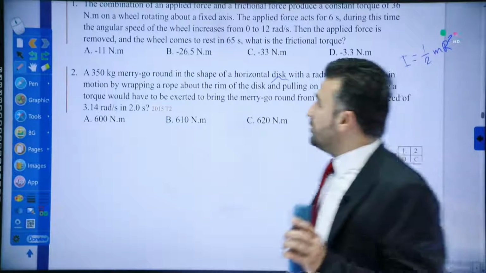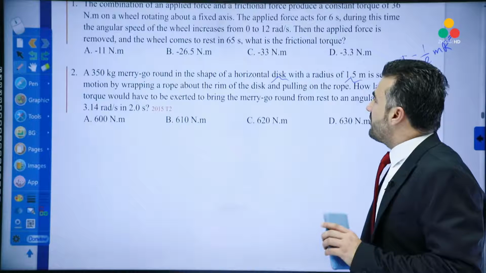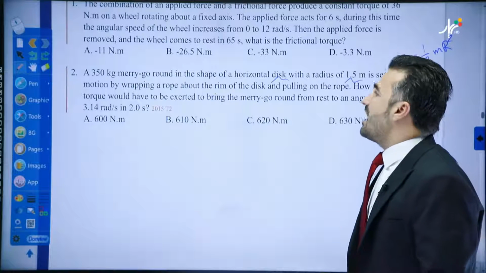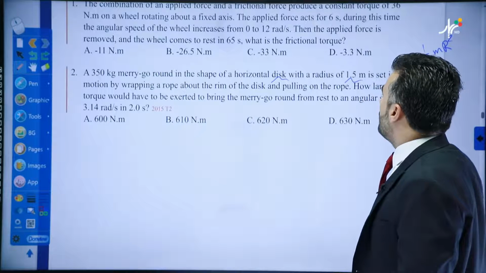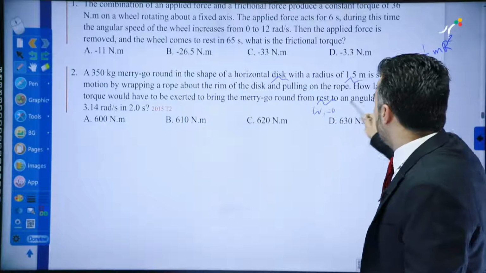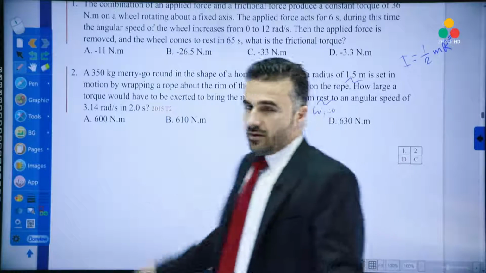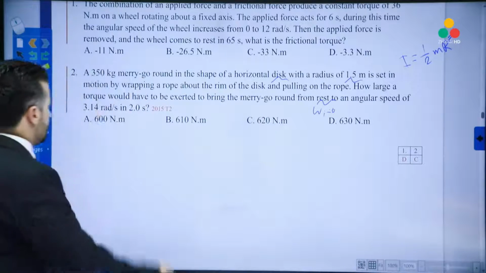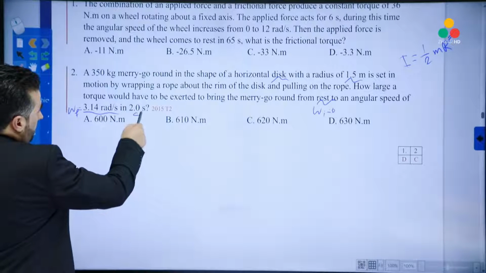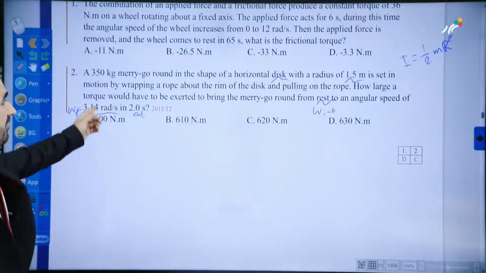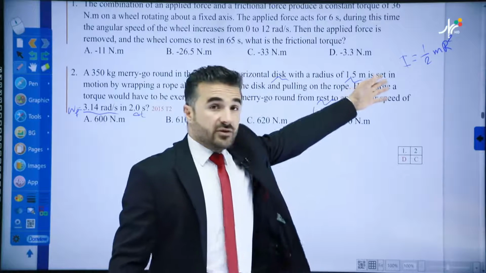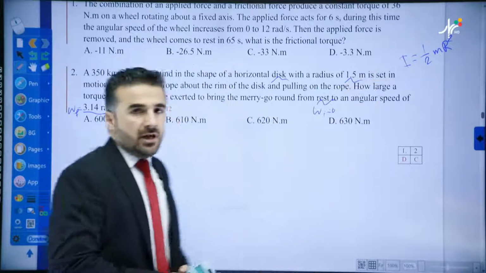It's set in motion by wrapping a rope about the rim of the disk and pulling on the rope. How large would the torque have to be to bring the merry-go-round from rest, that means omega initial is 0, to an angular speed of 3.14 radians per second, that is omega final, right? And this is delta t in 2 seconds. So here we have the angular acceleration, yes? And you have a disk, so the moment of inertia of a disk is 1 over 2 mr squared.